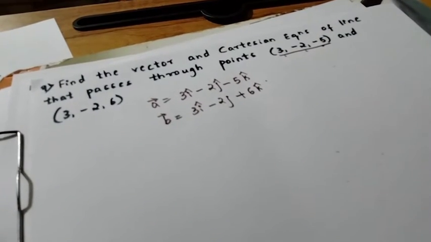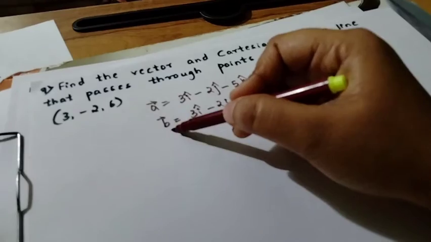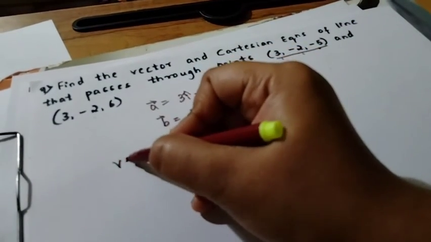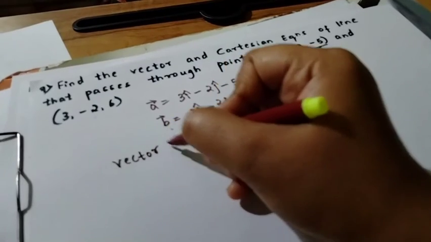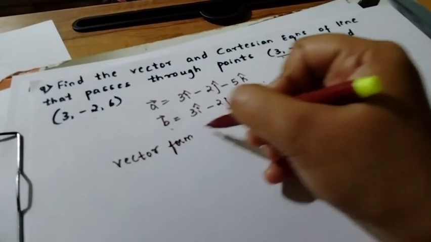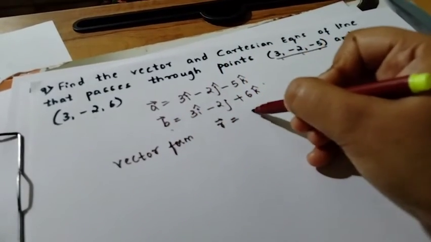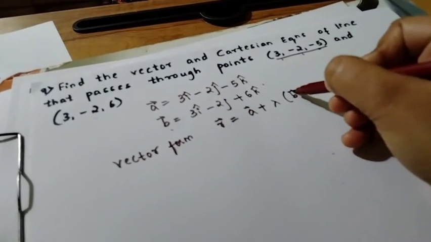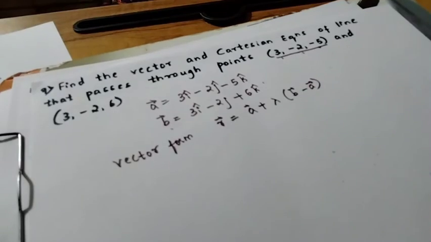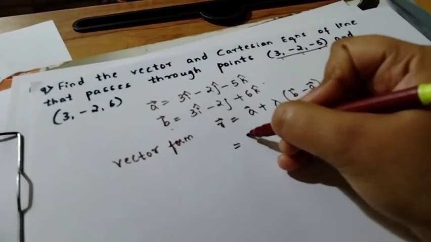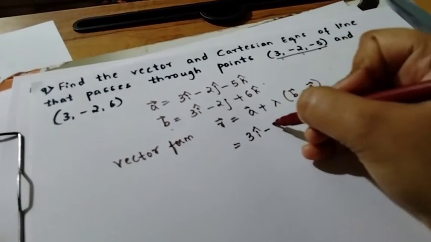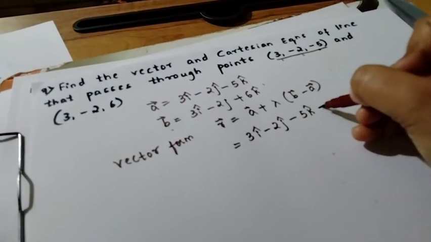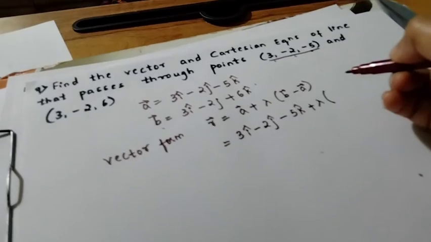Okay, so this is with respect to vector A and this is with respect to vector B. First I write in the vector form. What is the formula you have? R is equal to a plus lambda times of b minus a. So this is equal to 3i minus 2j minus 5k plus lambda into bracket.